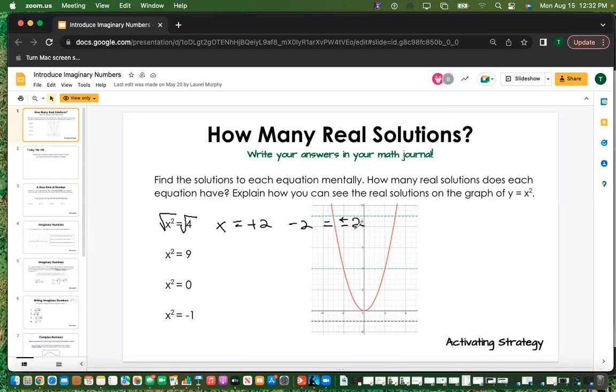Okay. So how many real solutions does that one have? 2 real solutions. The same thing is going to happen on the next one. I'm going to take the square root of both sides. What's the square root of 9? 3. So we're going to have a positive and -3. And so how many real solutions am I going to have? 2 real.